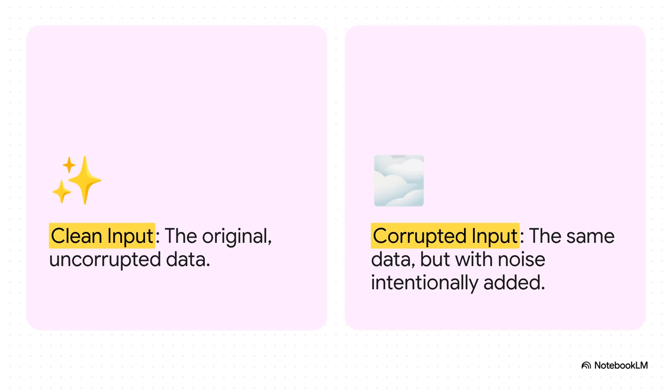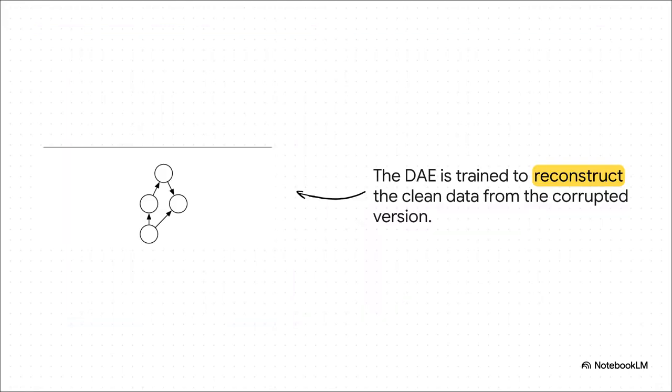Then we deliberately mess it up. We add digital noise, or maybe we just blank out parts of it. This corrupted version is what we actually feed into the autoencoder. The Denoising Autoencoder, or DAE, now has a much harder job. It has to undo all that damage. It can't just copy the input anymore.